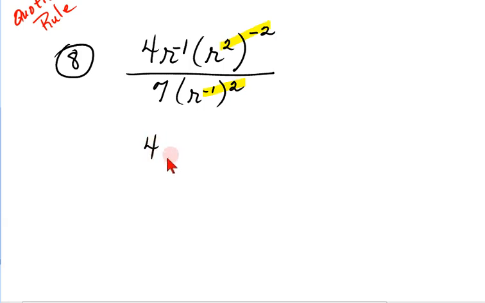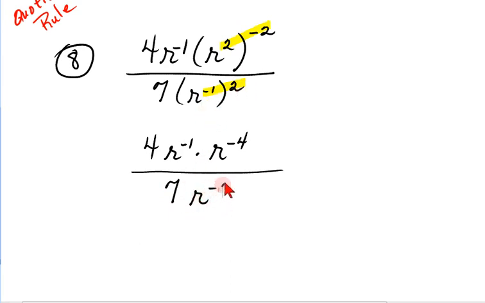So I'm going to copy down 4r to the negative 1. What do you do with the exponents in the power rule? You multiply them. So I'm going to get r to the negative 4. Positive 2 times negative 2 is negative 4. I'll put a multiplication dot in there because I have dropped off the parentheses. The bottom, I have 7. What am I going to get for a power of r? Negative 2. So there I used the power rule.